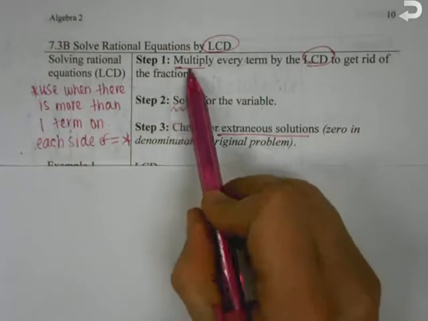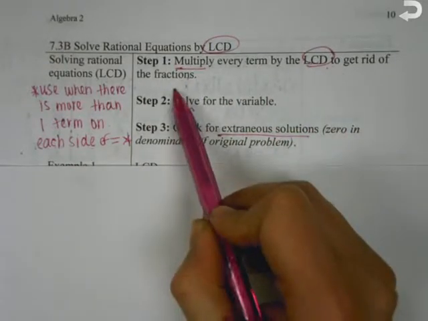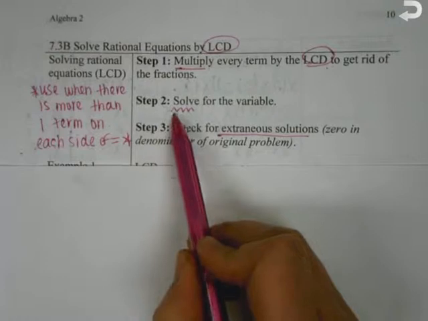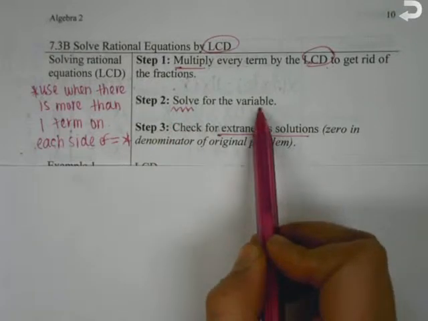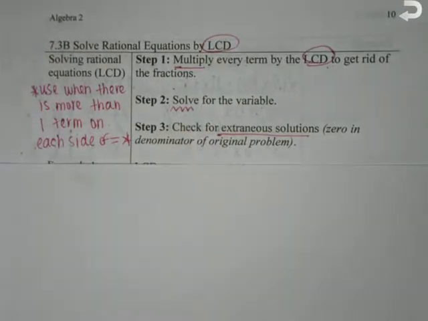Step 1, you want to multiply every term by the LCD. That's going to get rid of the fractions. Step 2, you are going to solve for the variable because we don't have fractions anymore. And then step 3, you're still going to check for extraneous solutions.